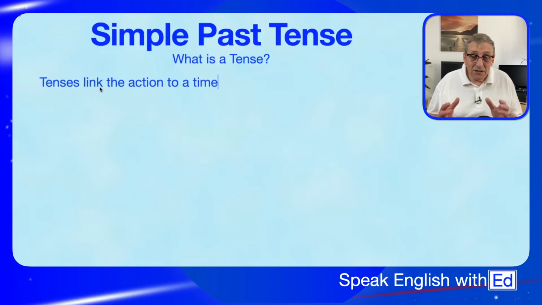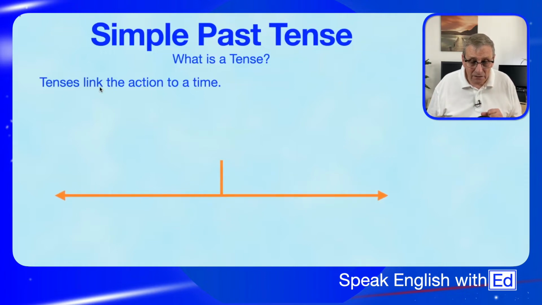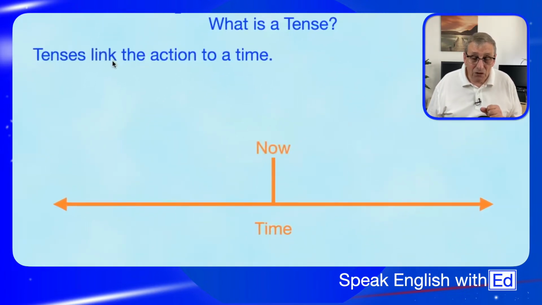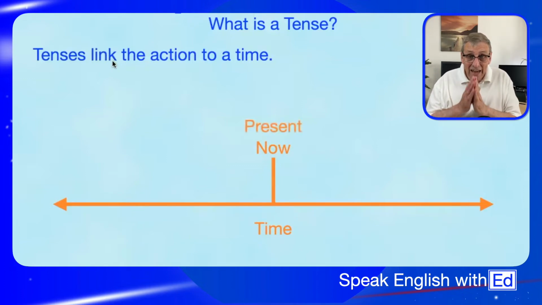Now, tenses link actions to a time. I don't mean a specific time, I mean a time period. So if this is a timeline, here we've got a timeline. The center line is now, right now, this very second that we're talking about. And when we talk about what's happening now, we talk about it in the present tense.